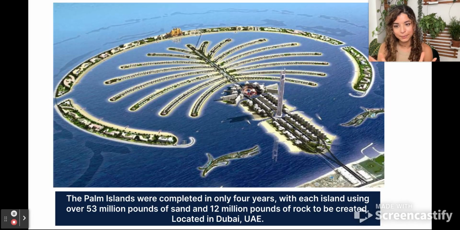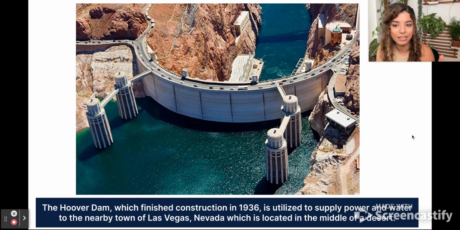So here's one example. This is Dubai. The Palm Islands were completed in 4 years, with each island using over 53 million pounds of sand and 12 million pounds of rock to create more land in this area, right? So this is humans overcoming issues of like needing more space, needing more land. So again, overcoming what the environment previously had determined.